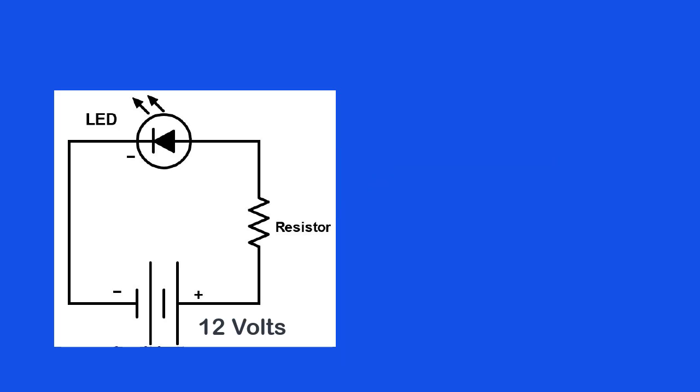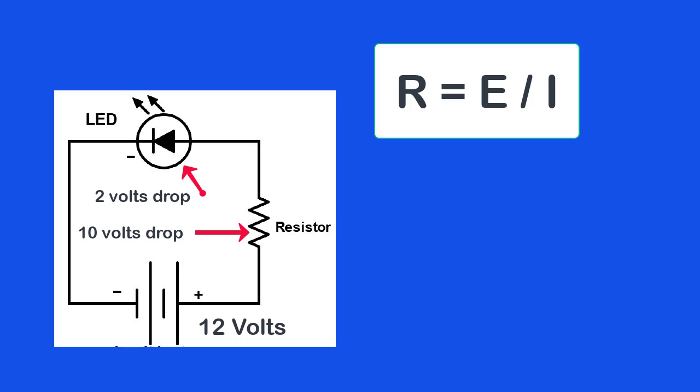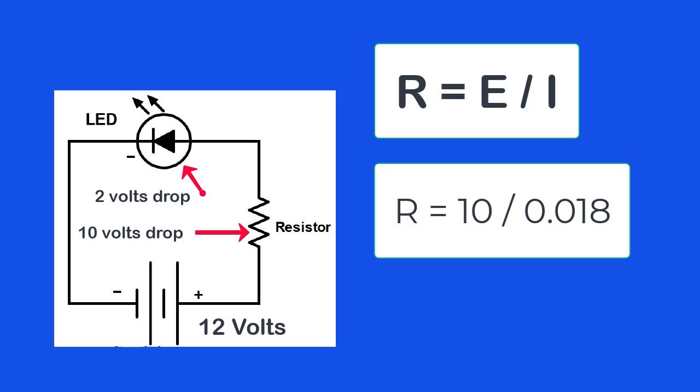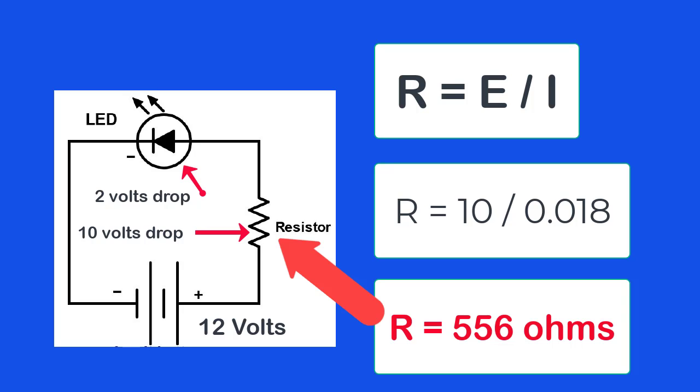Let's try it with a 12-volt battery. If the voltage drop across the LED is 2 volts, then the voltage drop across the unknown resistor would have to be 10 volts. Putting those numbers into the formula, we get R equals E divided by I. R equals 10 volts divided by 18 thousandths. So R, the unknown resistor, equals 556 ohms. So we need to put a 556 ohm resistor in series with the LED and the 12-volt battery.